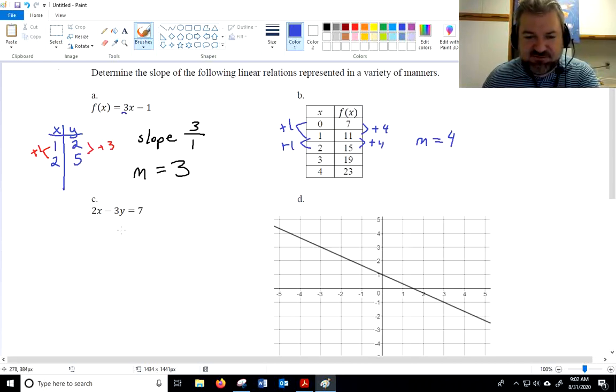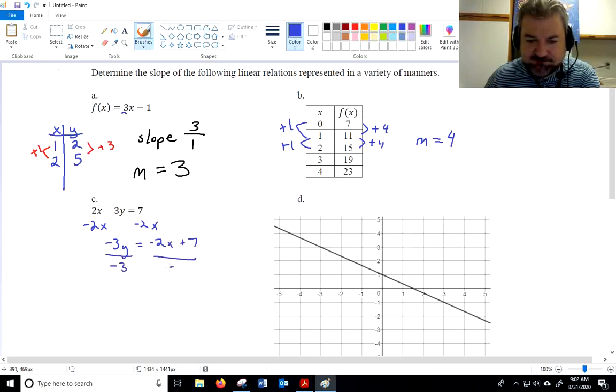Okay, so we have an equation here. We can make a table of values, but now that we know that in this form, this number here is the slope, let's solve this for y. So I'm going to subtract 2x from each side. And I'll divide by negative 3. And this time I am going to go ahead and use the distributive property to divide each term by negative 3. I'll divide that term and that term.